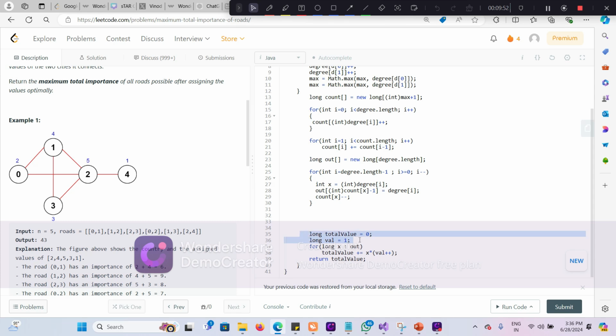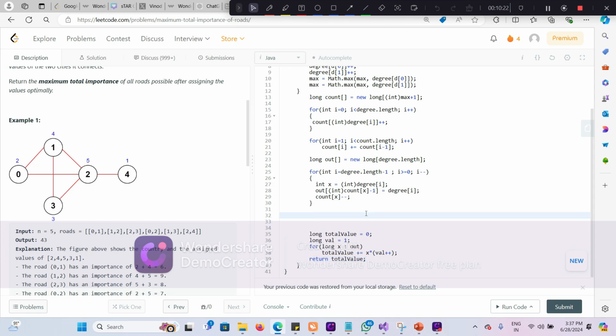Now we are starting with value equal to 1, so we are starting from the smallest value. You know that we assign the values from 1 to n. Similarly, we are making the sum of all those. Total value is equal to x times val. Val is initially 1, so the next iteration val would be 2, and so on. Finally we would have the total value, and we are returning this total value here.